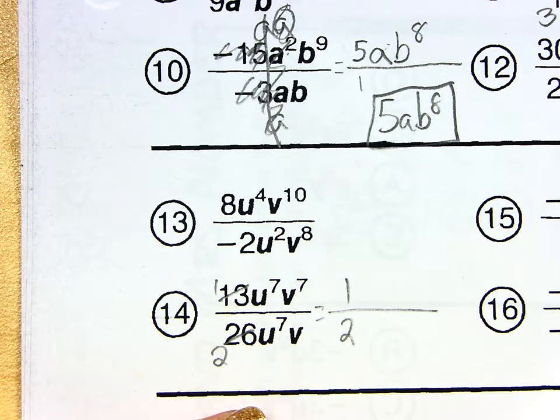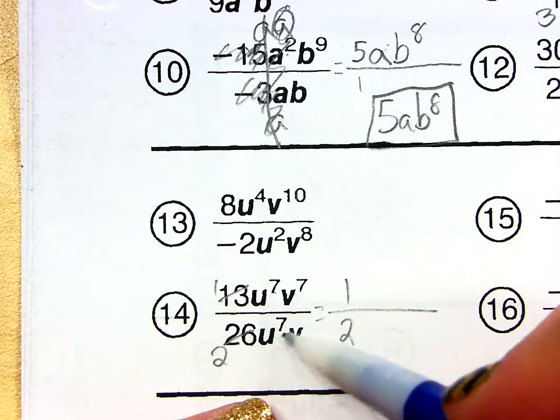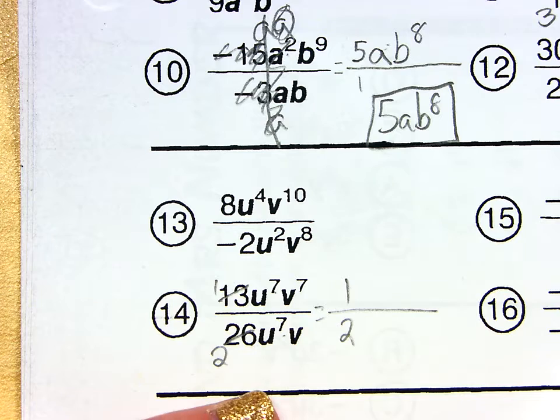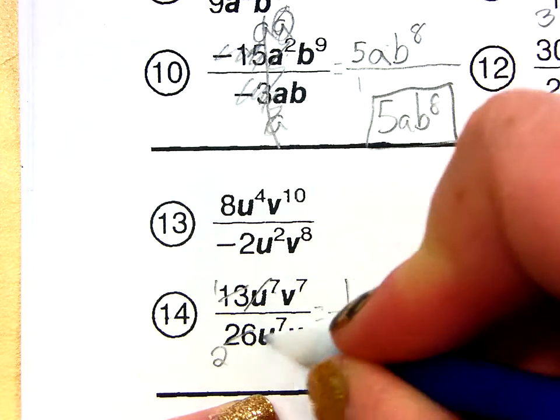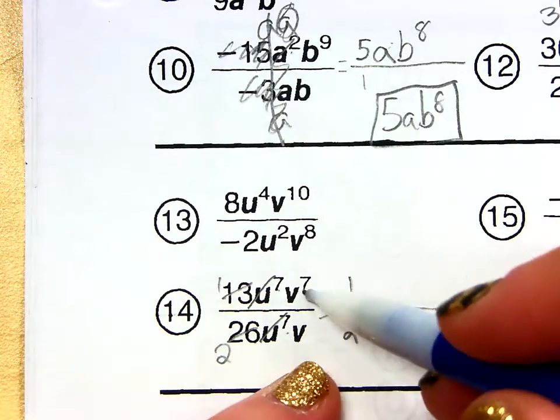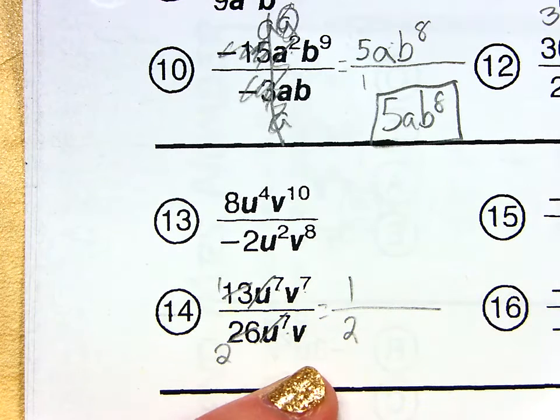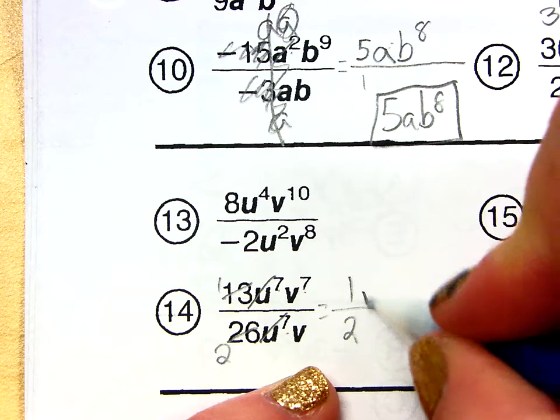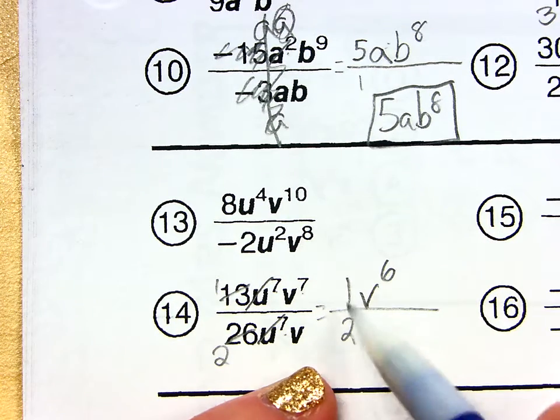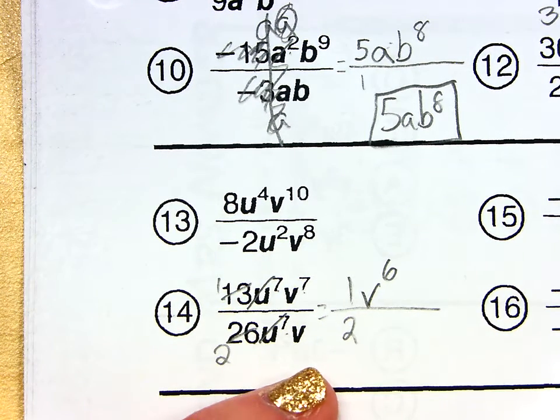Okay, numbers are done. Then, u to the 7th over u to the 7th, what happens? They just cancel each other out, so I don't have to worry about the u's. V to the 7th over v to the 1st would leave me with v to the 6th. I don't need that 1 in front. You can have it, but I don't need it. So just v to the 6th over 2.